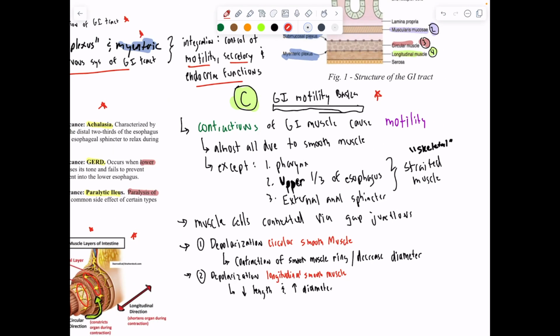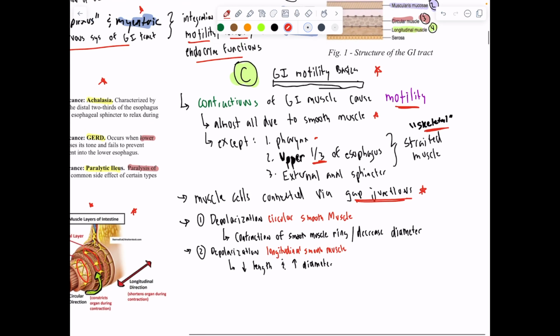contractions of the GI smooth muscle are going to cause motility, and it's almost all due to the smooth muscle, longitudinal and circular, with the exception of the pharynx, aka the throat, the upper 1/3 of the esophagus, and the external anal sphincter, which are going to use striated, aka skeletal muscle. So the upper 1/3 of the esophagus is striated, the second third of the esophagus is going to be a mix of striated and smooth, and then the smooth muscle cells are connected by gap junctions, which is going to be important in transmission of our action potentials.